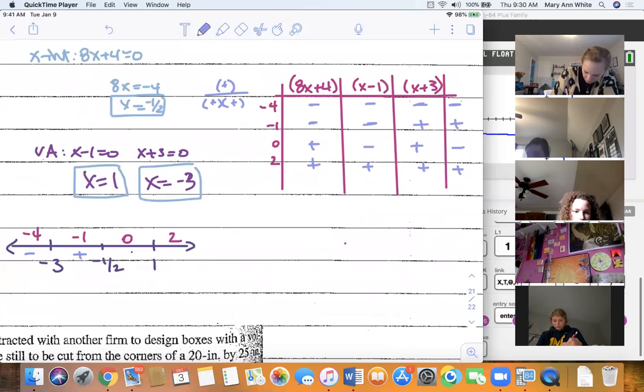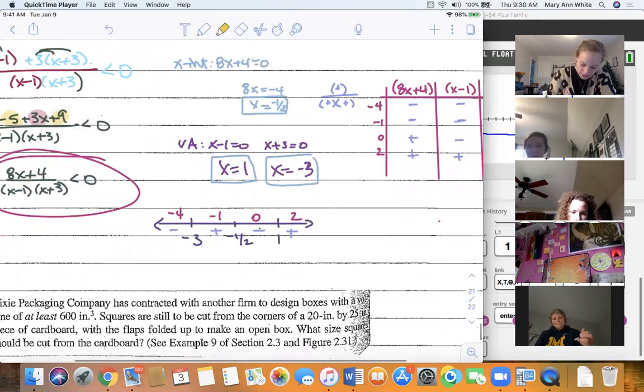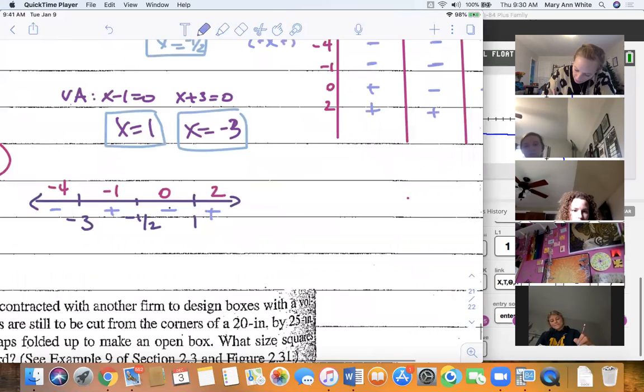Okay, I'm going to put my signs on my number line. Negative, positive, negative, positive. And this time it said less than 0 again. So I'm doing f of x is less than 0. And I care about the interval from negative 3 to negative 1/2, and the interval from negative 1/2 to 1.